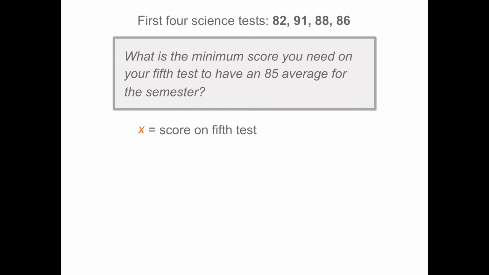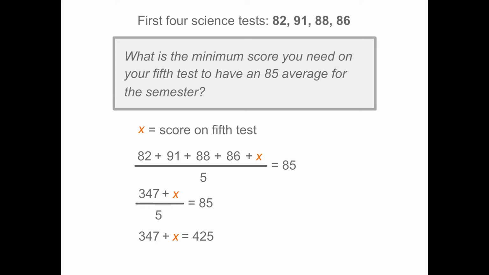For the average, we add all of the scores, including X, and divide by 5, the total number of tests at the end of the semester. Solving for X will tell us what that 5th test score needs to be. A 78.